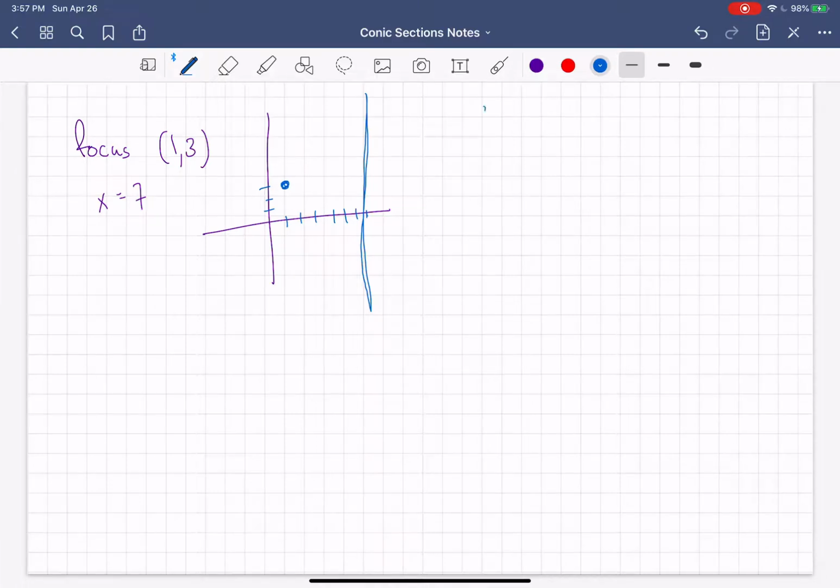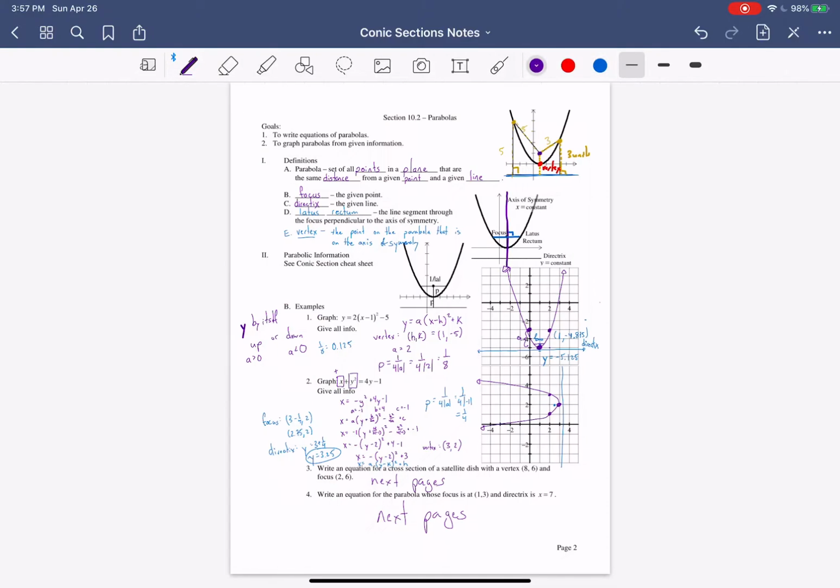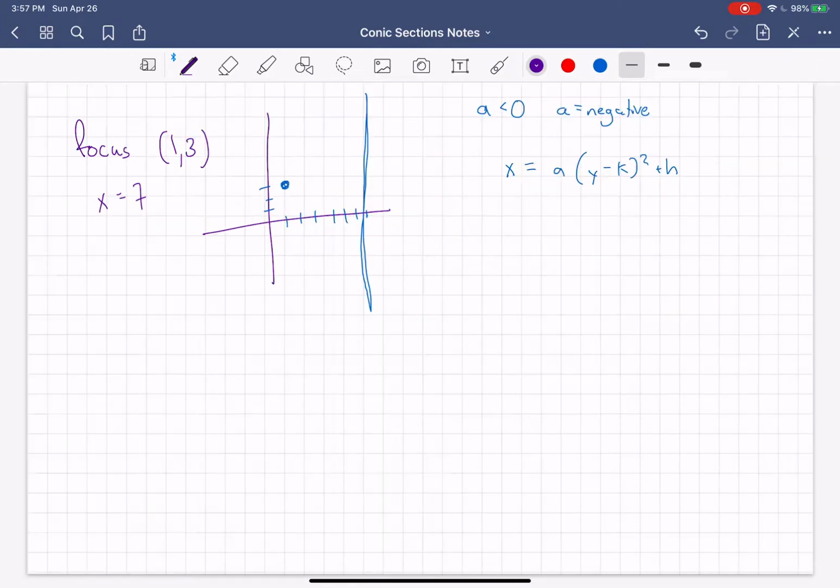So again, we have a is less than 0, which means a is negative. Because it opens up to the left, we have the form x is equal to a times (y minus k) squared plus h. But we don't know where the vertex is, and that goes back to our notes in video 1, where we said the vertex is always halfway between the focus and the directrix.